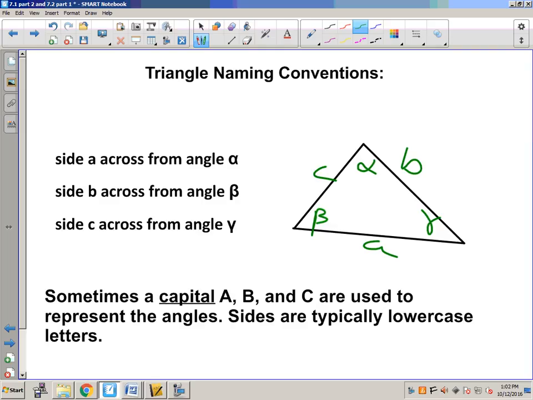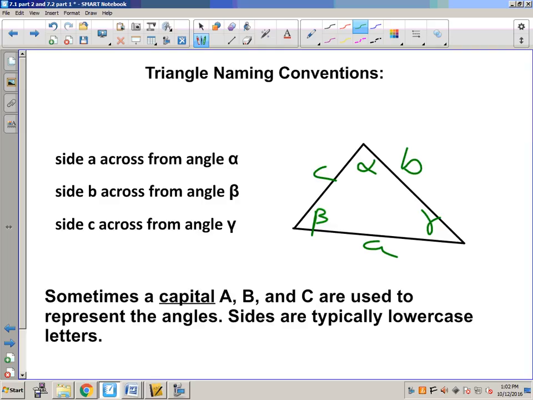Note that sometimes some books use capital letters for the angles. They're actually using those letters to represent the vertices. If you remember back in geometry, we always use capital letters for vertices. But they name the angle based on the vertex. So, but I think most of what you're going to see, we're going to be using alpha, beta, and gamma.